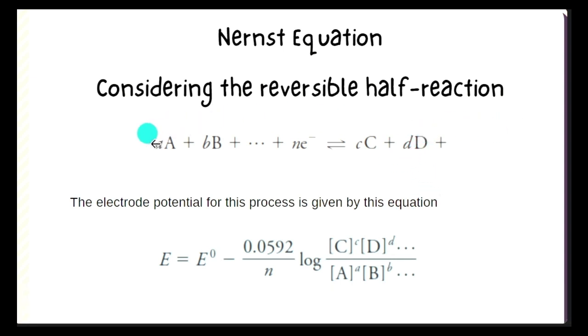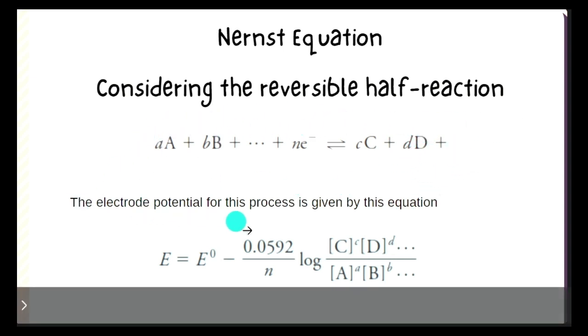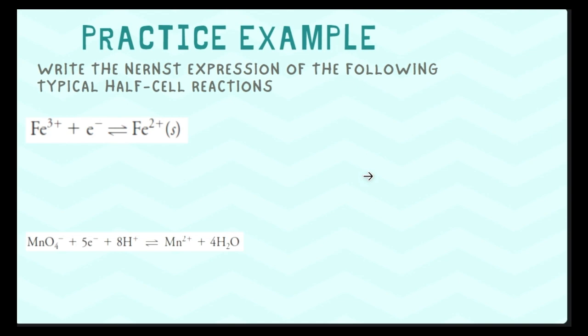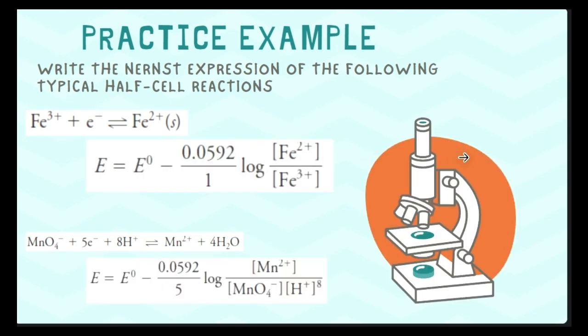Considering the reversible half reaction here, the electrode potential for this process is given by this Nernst equation right here. Practice example: write the Nernst expression of the following typical half-cell reactions. You can write your answers in the MS Teams comment section. And here are the answers to the following typical half-cell reactions.